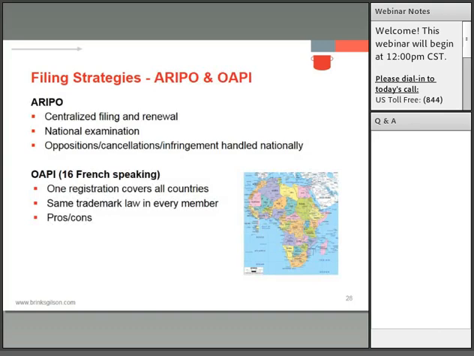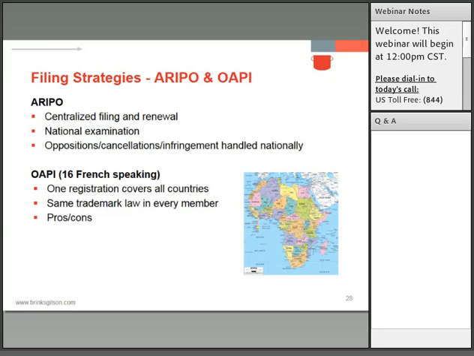The last filing strategies that I want to touch on are 2 in Africa. One is the ARIPO, which is the African Regional Intellectual Property Organization, and also OAPI, the African Intellectual Property Organization. Between these 2 filing systems, they're relatively cheap, and you can extend protection to a total of 35 African countries combined. The ARIPO filing is similar to the Madrid filing, where it's a centralized filing but national examination. There are oppositions and cancellations.